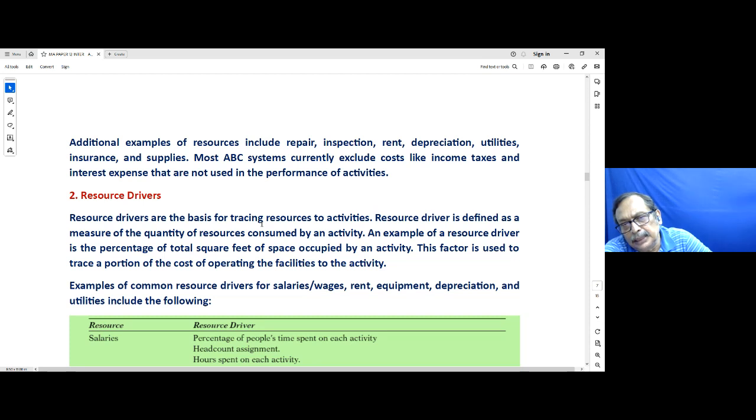Most ABC systems currently exclude costs like income taxes and interest expense. So these are not actually being taken care of. This is purely a financial item. So most ABC systems currently exclude costs like income taxes and interest expense that are not used in the performance of activities. So these are excluded.